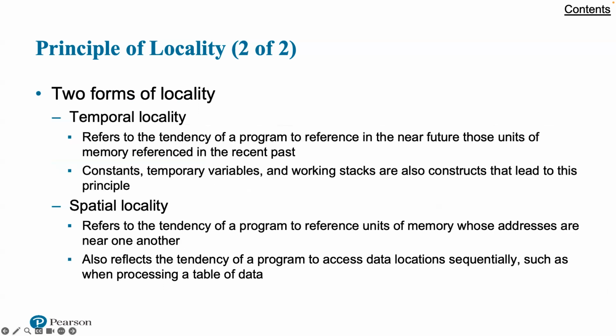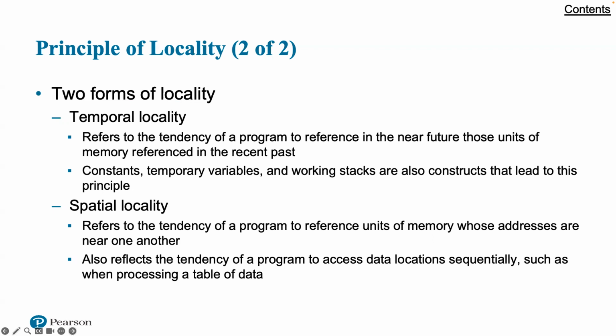Now let's get into a couple forms of locality, temporal and spatial. A distinction is made in the literature between two forms of locality. First of all, temporal locality refers to the tendency of a program to reference in the near future those units of memory referenced in the recent past. For example, when an iteration loop is executed, the processor executes the same set of instructions repeatedly. Constants, temporary variables, and working stacks are also constructs that lead to this principle.